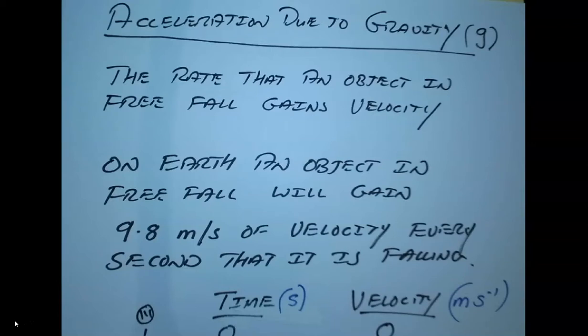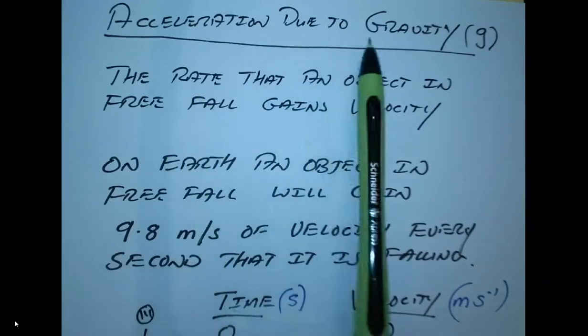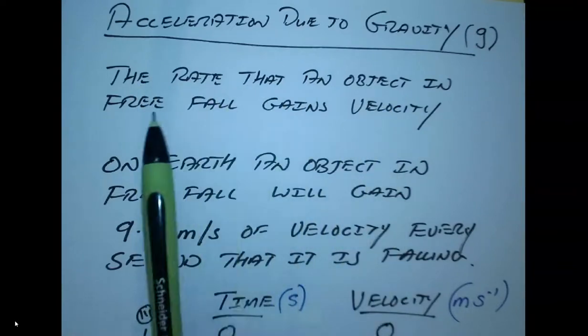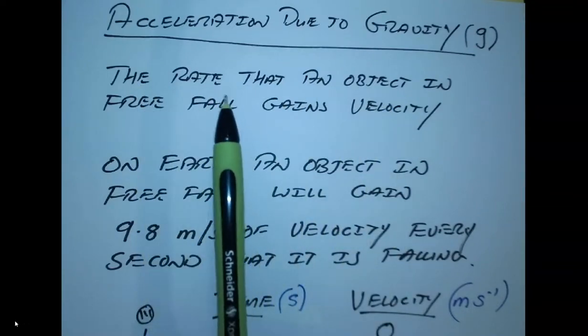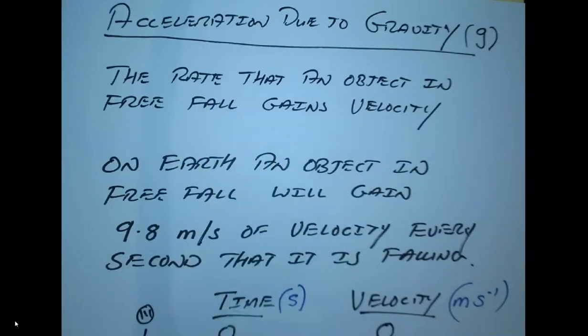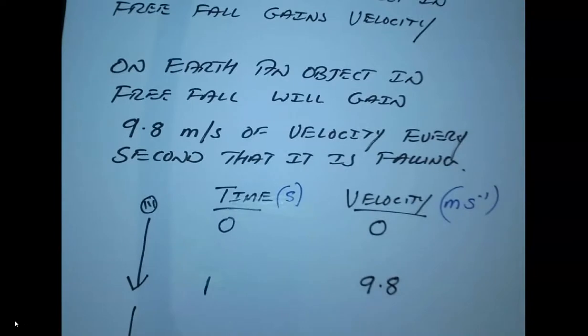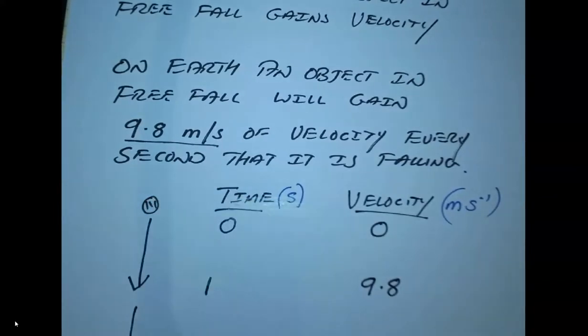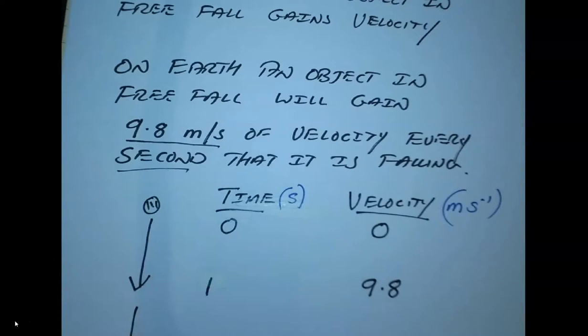The acceleration is known as the acceleration due to gravity. In simple terms, it's the rate at which an object in free fall, falling without any resistance, gains velocity. On Earth, we have measured that an object in free fall will gain on average about 9.8 meters per second of extra velocity for every 1 second that it's falling.